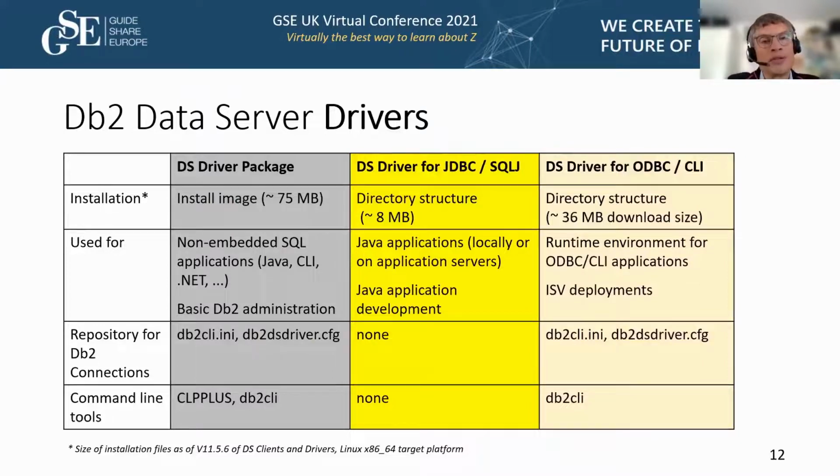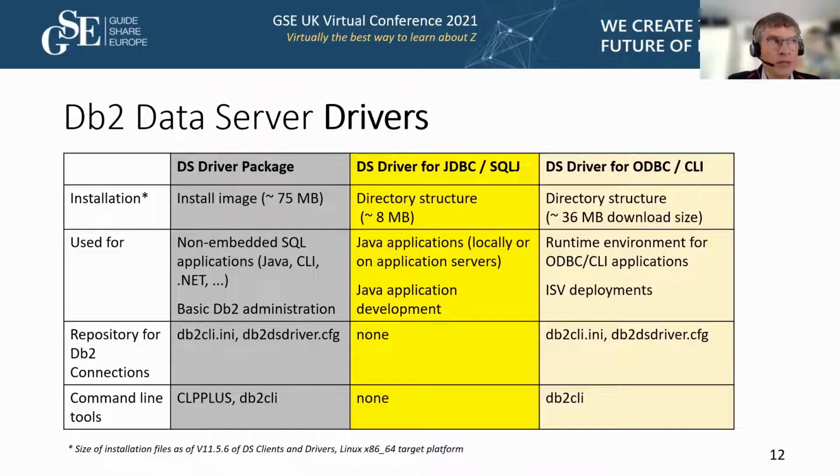See this comparison to the data server drivers, and you'll see the installation images are far, far smaller than for the data server clients. The data server driver package has about 75 megabytes on a Linux system, and it is mainly used to run DB2 applications of different flavors, be it Java, be it CLI, .NET or ODBC, whatever. Everything would work with the data server driver package.